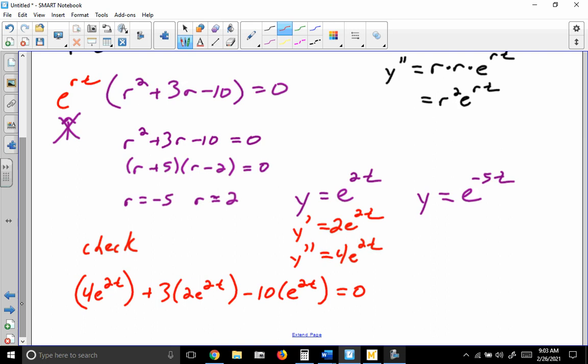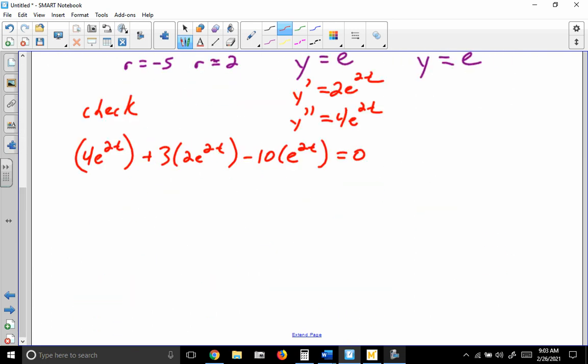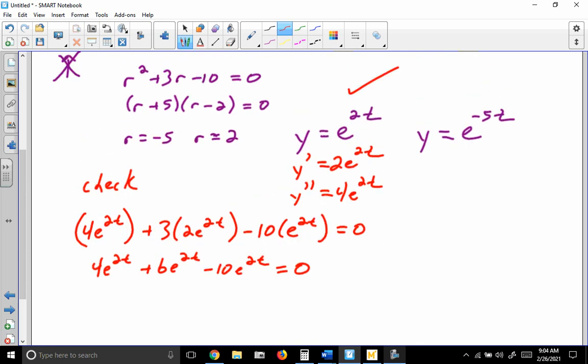And if we did that correctly, notice we have 4e to the 2t here, 6e to the 2t here, minus 10e to the 2t. Well, 4 plus 6 is 10, minus 10. Yes, that's going to make 0. So this first one is a solution to our differential equation.